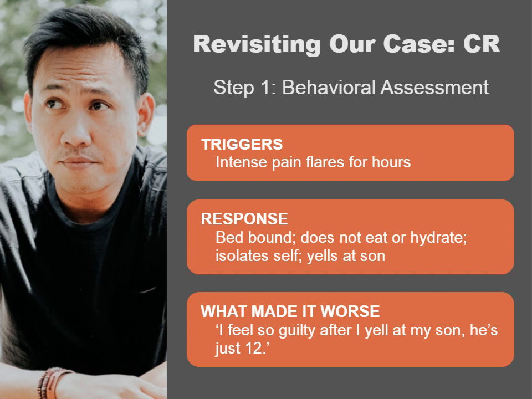So here's the key part. I think it's pretty straightforward to find out what might have happened that started the distress and to get a good sense of what happened after the distress started. But really at this point, you need to then ask, what made it worse? And when we asked our case, he said, I feel so guilty after I yell at my son. He's only 12 years old. And that really was the motivator for him, not necessarily laying in bed, not ruminating, not eating or drinking. So it might be tempting for us to go after those particular symptoms, but really we have to track on what he said made the situation worse first.